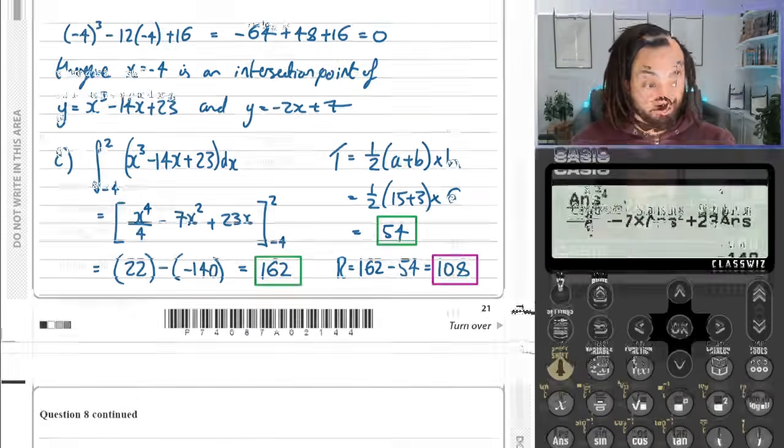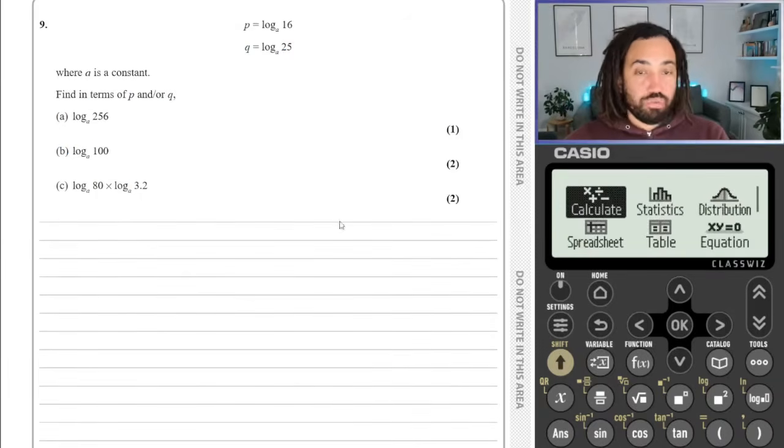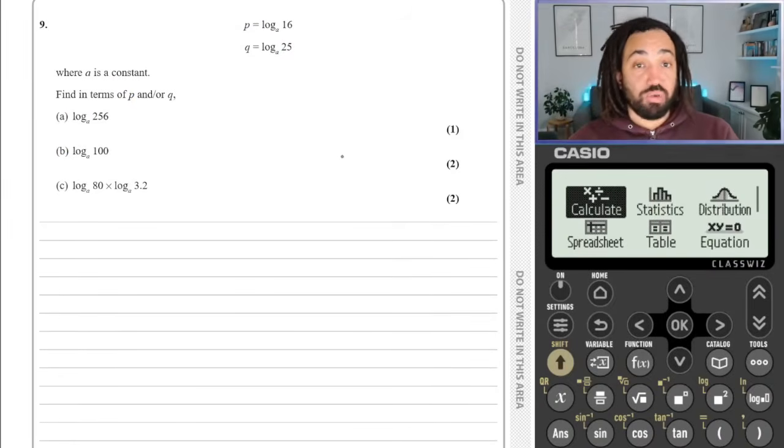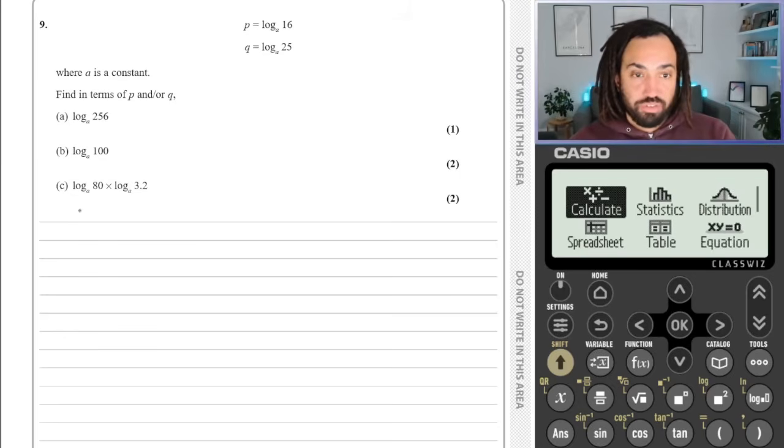Perfect. Okay, question 9. We've got log rules for 5 marks. Now, I think this is actually quite challenging, and I wouldn't be downhearted if you're not sure what to do here. I think it's really tricky, really tricky. Anyway, let's get into it.